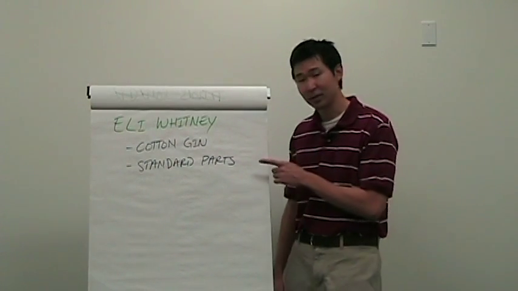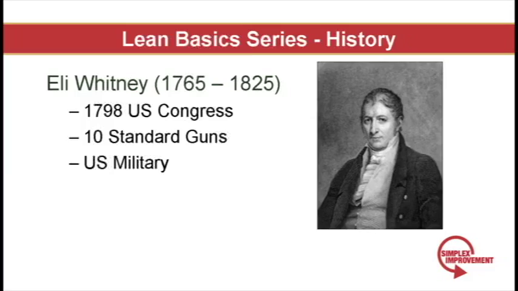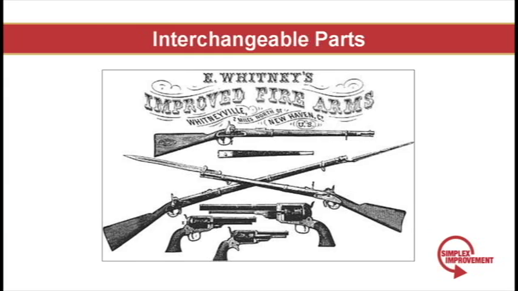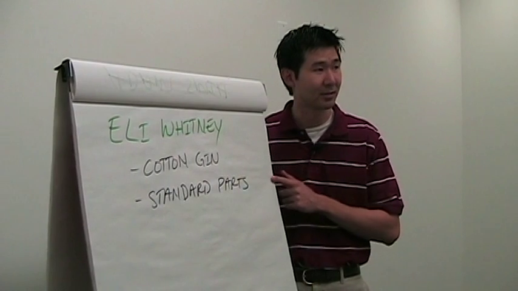Eli Whitney was a proponent of standard parts for standard guns, interchangeable parts. So in 1798, he took 10 guns, went before Congress, disassembled them, put them inside of a bag, shook them up, and reassembled them, and all 10 guns worked. Congress was so impressed with this that they went with standardized guns for the U.S. military from that point forward. So Eli Whitney's contribution to Lean came in the form of standard parts.